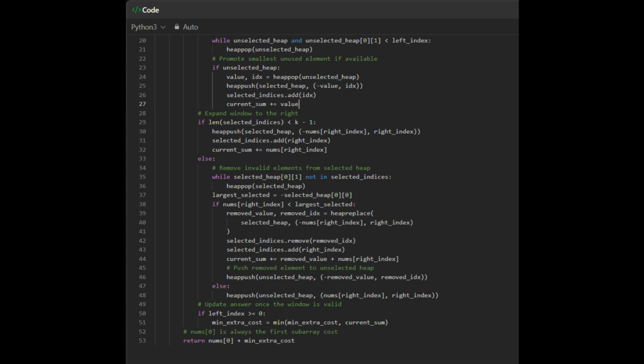To solve this efficiently, we slide a window across the array and dynamically track the smallest k-1 values inside that window. We use 2 heaps. One heap to store the selected smallest elements. Another heap to store unused elements. Whenever the window moves, if an element goes out of range, we remove it. If a smaller element enters the window, we replace the largest selected element. At each valid position, we update the minimum possible cost. Finally, we add nums[0] to the result and return the answer. This approach allows us to handle large inputs efficiently.